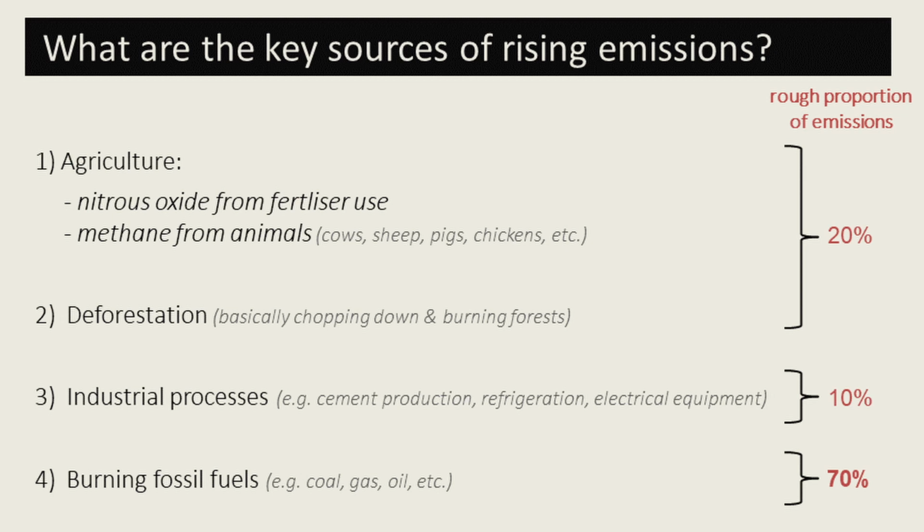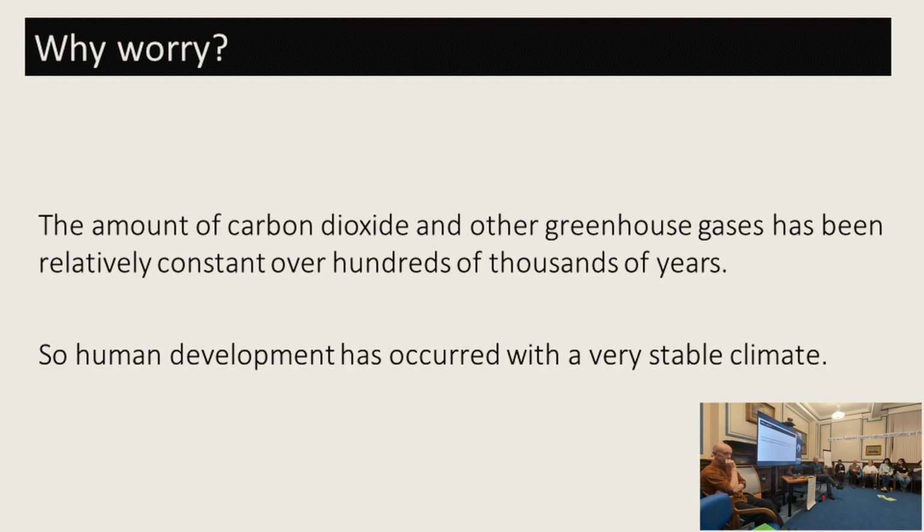Now, why are we worried about this? Why does this really matter? Well, the amount of carbon dioxide and the other greenhouse gases in the atmosphere is going up very rapidly. So we can measure how much of these greenhouse gases are in the atmosphere. And what we know is that all of human development has occurred at a time when the greenhouse gases in the atmosphere were very stable. In other words, the climate was very stable. So all of our history, all of human history, going back almost a million years, so we've been here about 300,000 years, and all of that time, it's been a stable climate that's helped us with agriculture and development. But things are rapidly changing.